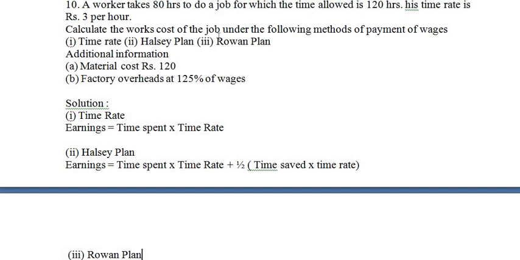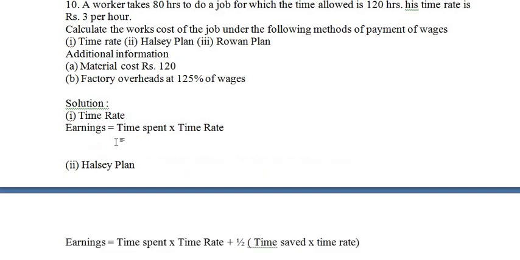Just read what they have asked us to calculate. Calculate the works cost of the job. It means we need to prepare a cost sheet. Information is related to materials. Earnings are nothing but wages, which we calculate. Factory overhead information is given. So we will calculate earnings first as per time rate. Okay. Now write down the heading as time rate. Formula is earnings equals time spent into time rate.